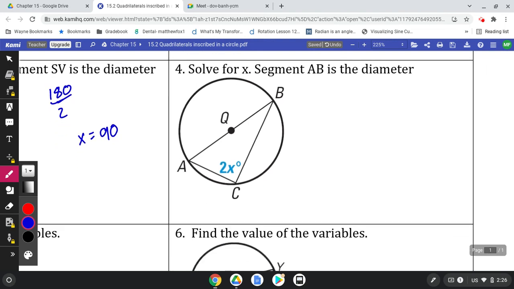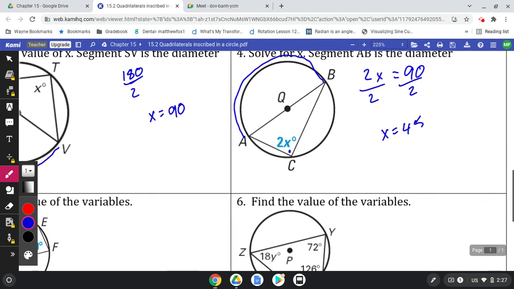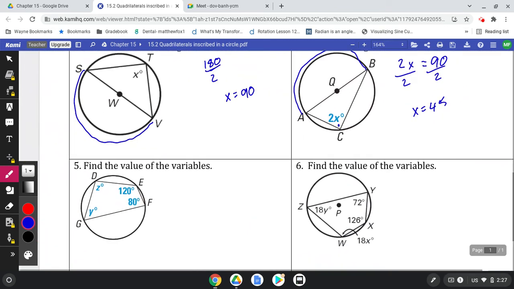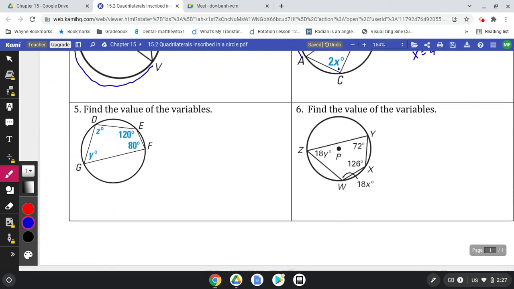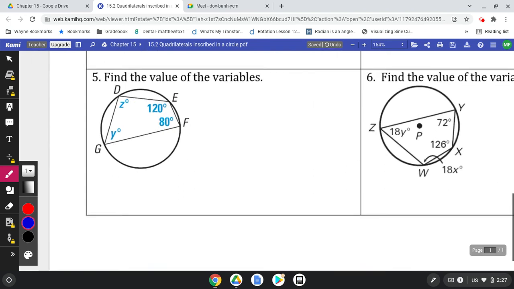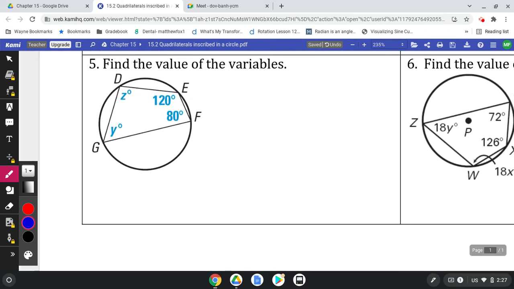On our next one, once again, AB is the diameter, so if that's the diameter, this is a semicircle, so that arc is 180. 180 divided by 2 leaves us with whatever this angle is, so 2x will equal that 90. All we have to do then, divide by 2, x equals 45. All right, on to the next one. Here, find the value of both y and z.